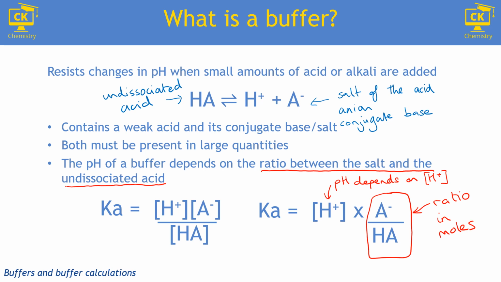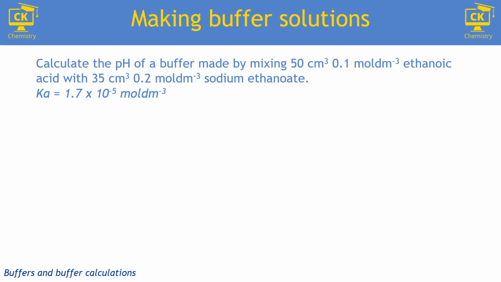Okay, let's have a look at some calculations then. The first 3 example calculations we're going to look at are ways that we can make a buffer solution. One way is to simply take a solution of weak acid and mix it with a solution of its salt. That's what we've got in this question. It says calculate the pH of a buffer made by mixing 50 centimetre cubed of 0.1 mole per dm cubed ethanoic acid and a different volume, 35 centimetre cubed, and a different concentration, 0.2, of sodium ethanoate.